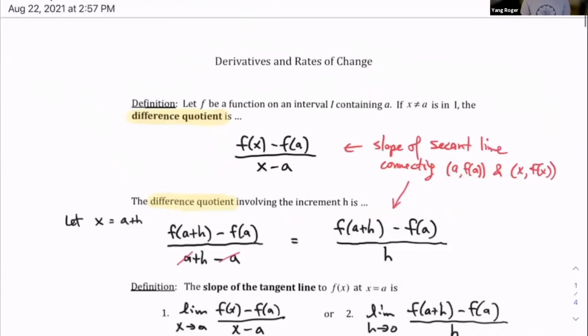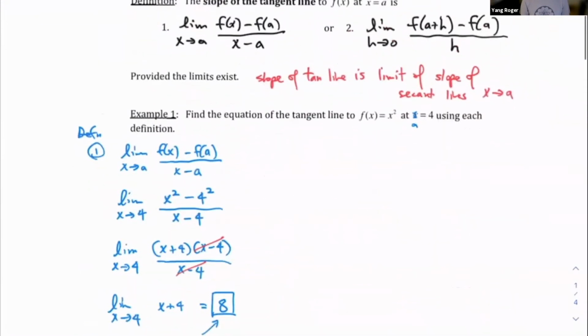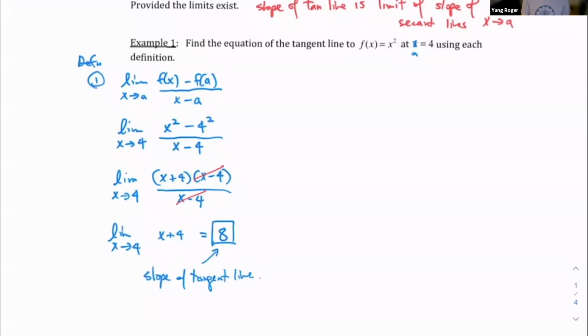So, you know, I explained all this over there. I did a quick example. This one said, find the equation of the tangent line to x squared at a equal to 4 using each definition. So I used the slope looking definition over here. And now I want to do the better looking definition. So let's look at definition number 2. I'm going to take the limit as h goes to 0 of f of a plus h minus f of a over h.